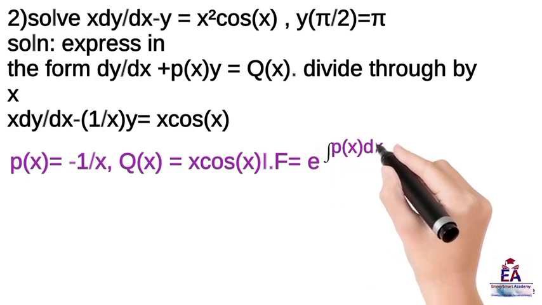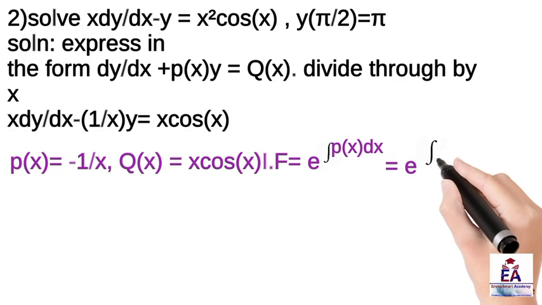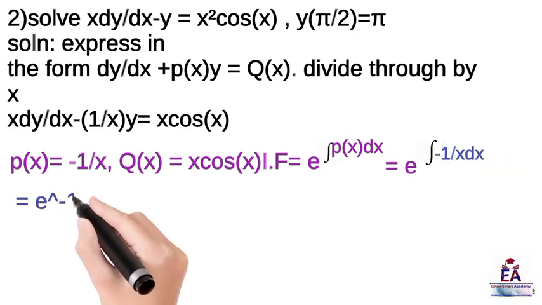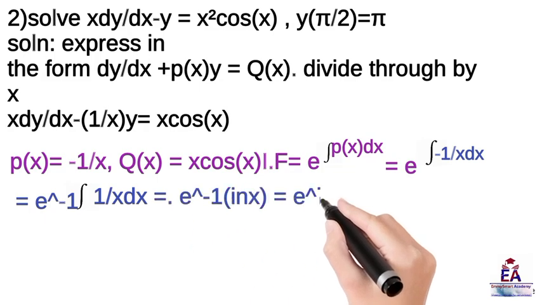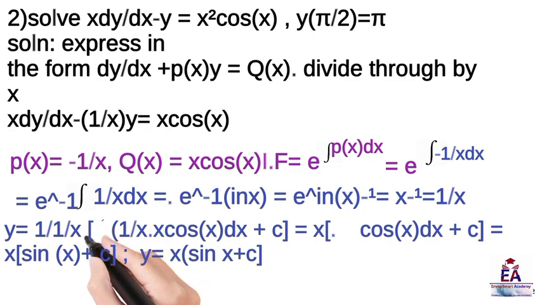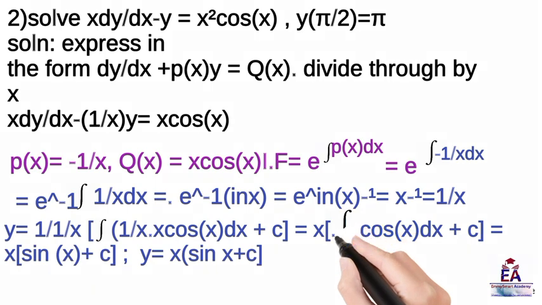I'm going to have dy/dx minus 1 over x times y equal to x cos x, because if I divide x squared by x, we're left with x. So we have p of x equal to minus 1 over x, right? And then q of x is equal to x cos x. So I'll find my integrating factor. My integrating factor will be e raised to the integral of p of x dx, which is e raised to the integral of minus 1 over x dx.